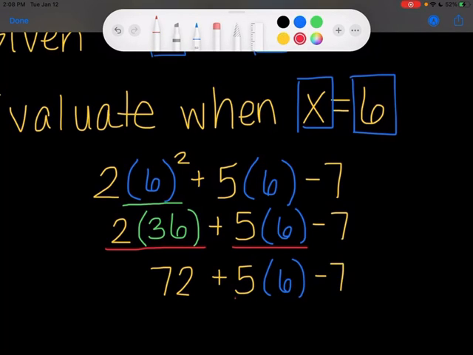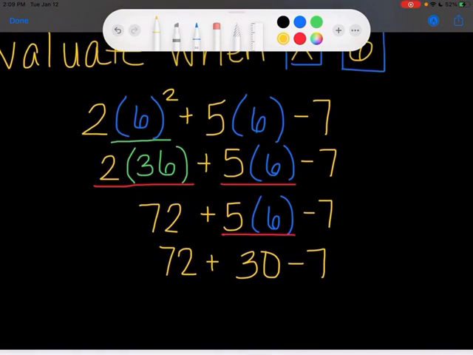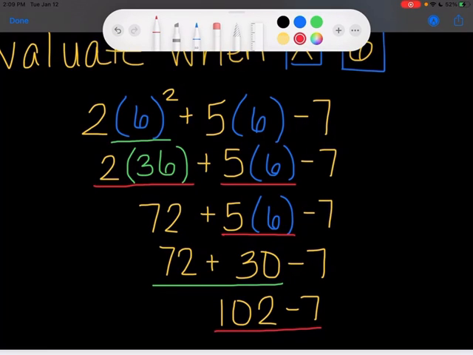Now we can do this multiplication. And you get 5 times 6 is 30. And I need to bring down the 72 plus and then the minus 7. Now we've just got addition and subtraction from left to right. So we just go with the first two. 72 plus 30 is going to give us 102. And now bring down that minus 7. And we can do 102 minus 7, which is 95.